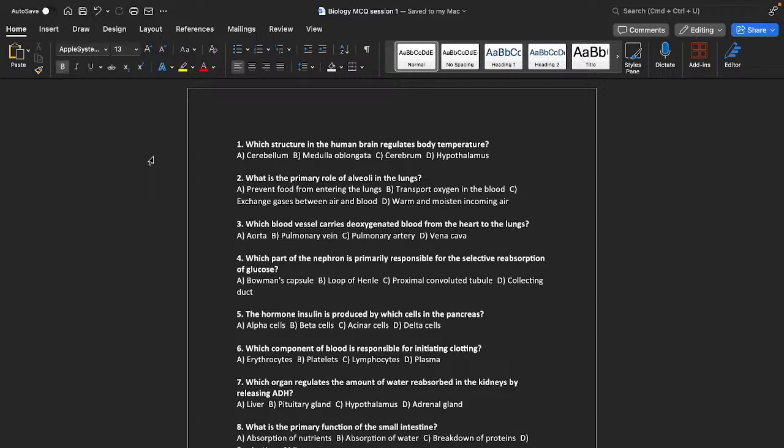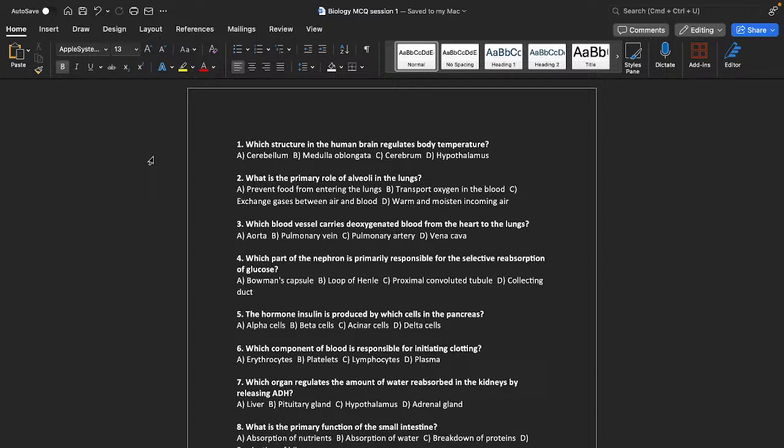Acinar cells are also found there, but those are responsible not for the endocrine function of the pancreas, but more for the exocrine function of the pancreas, where they release a lot of enzymes. There are more questions on the pancreas, so we'll talk about the acinar cells and the exocrine function of the pancreas later on.